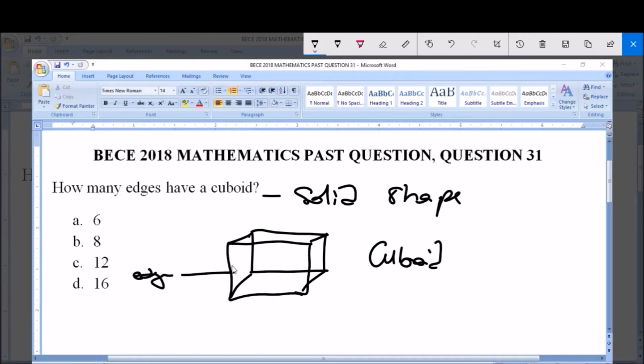Here we have 1. Then here we have 2. Here we have 3. Here we have 4. Then here we have 5. Then this will give us 6. This will give us 7. This will give us 8. This will give us 9. This will give us 10. This will give us 11. And this will give us 12.